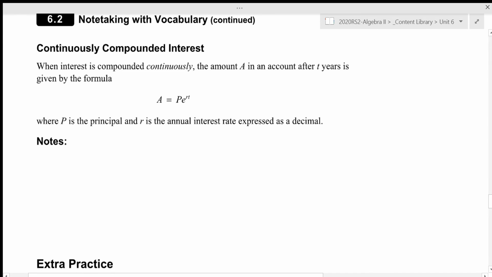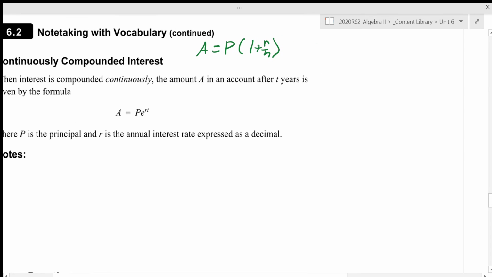All right, now to the interesting part, the money stuff. So yesterday we talked about compounding, the compounding interest formula, and the compounding interest formula was A equals P(1 plus r over n) to the nt.